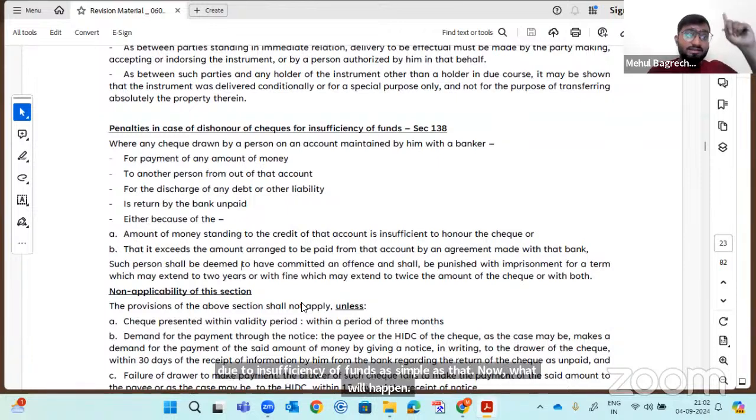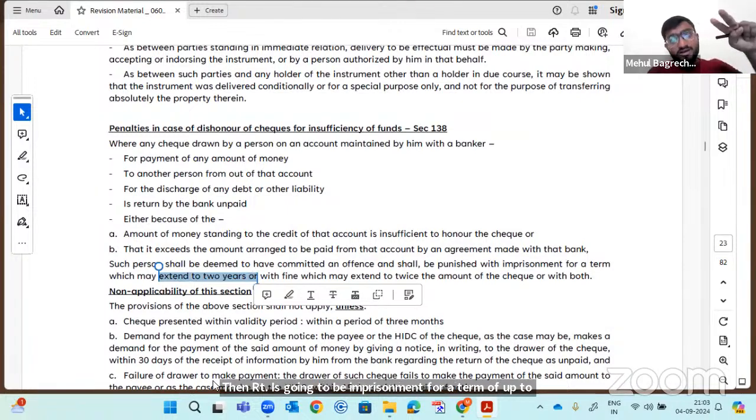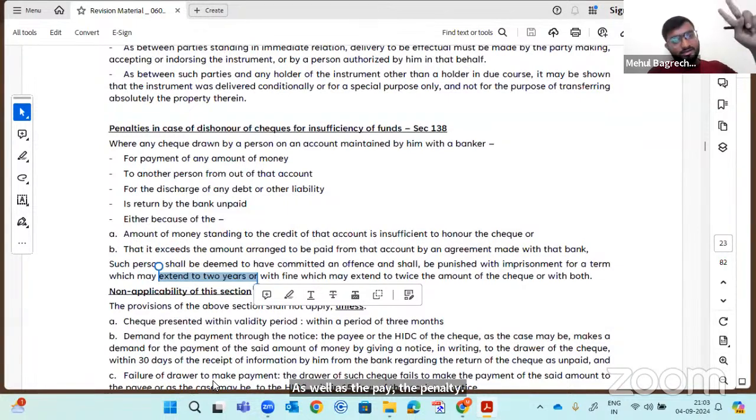Penalty. All right. There will be a penalty. How much is the penalty? Penalty is going to be imprisonment for a term of up to 2 years, or with a fine which may extend to twice the amount, or congratulations, you've got a scratch card: both. Imprisonment as well as paying the penalty. All right. Pay the amount. Both are there. Now, this is Section 138.